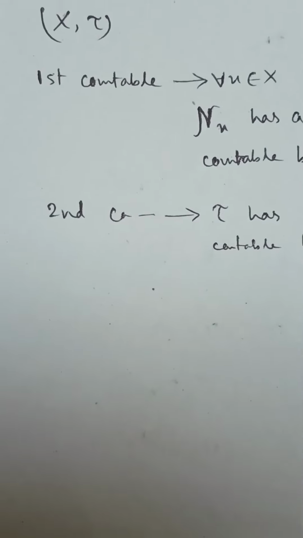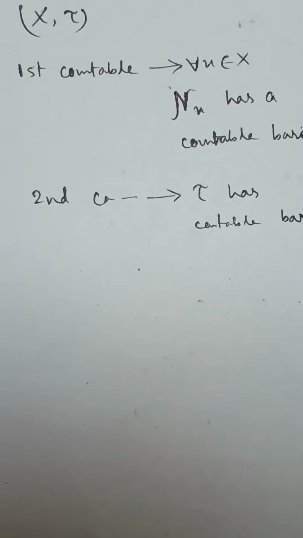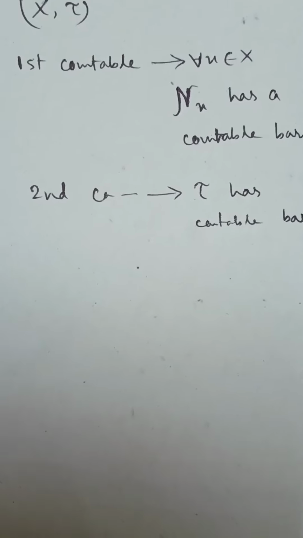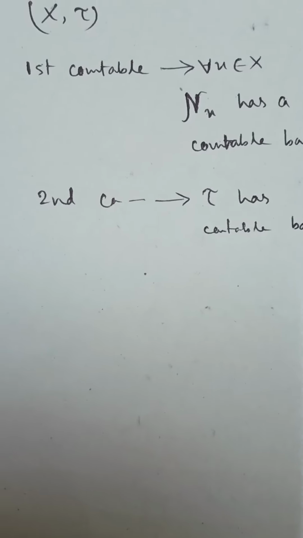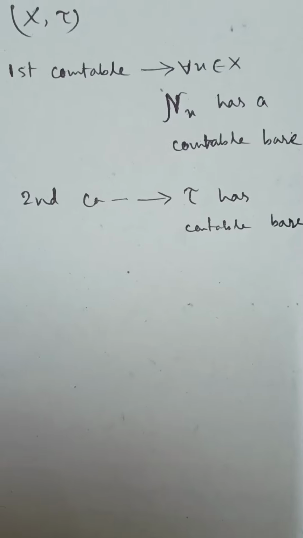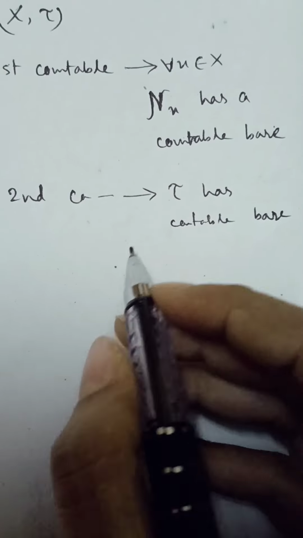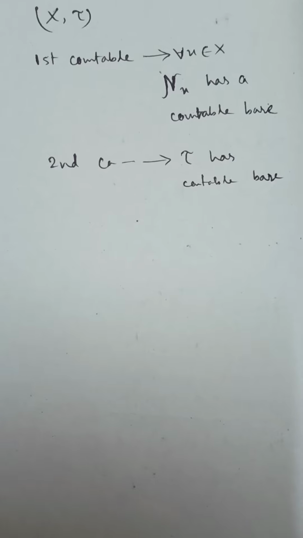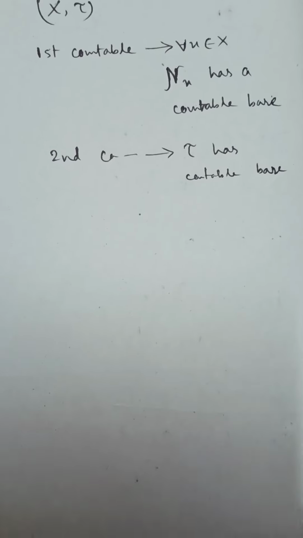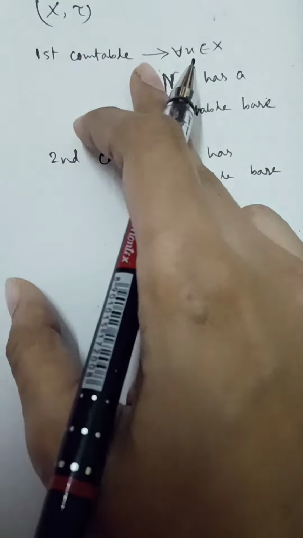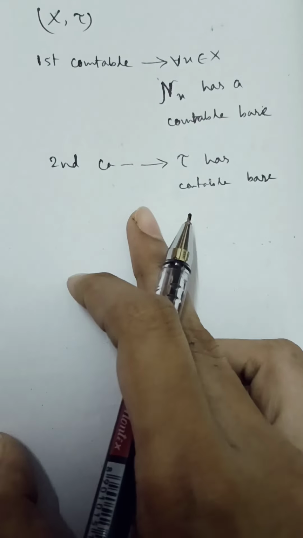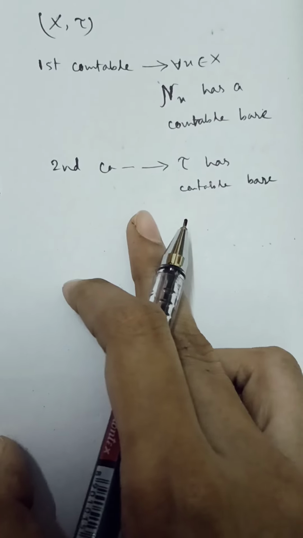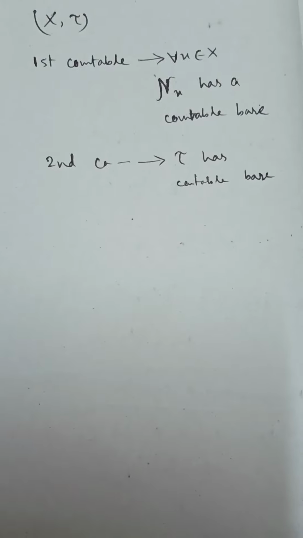Okay, so what is the difference between these two? If a topology has a countable base, that means if a topology is second countable, then it is also first countable. But if a topology is first countable, it does not have to be second countable. So let us take an example for that.